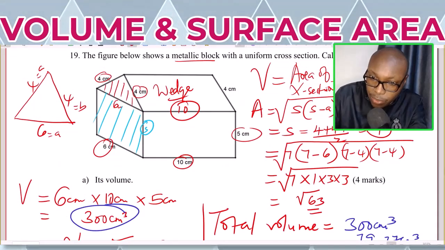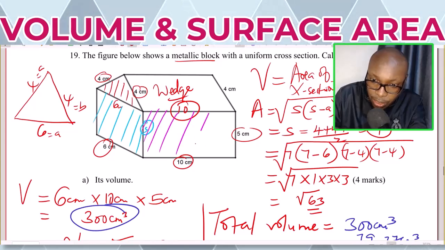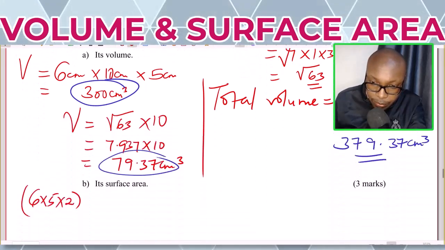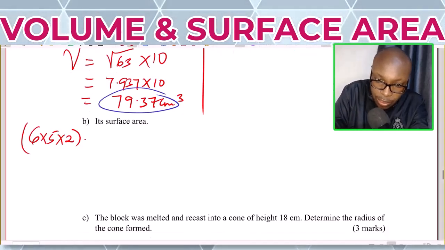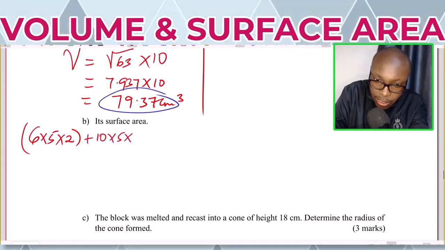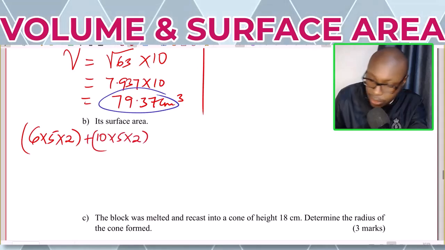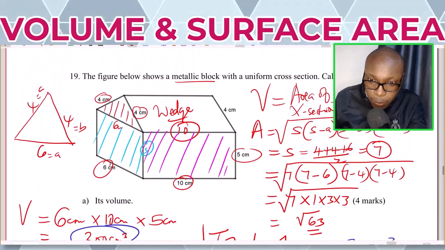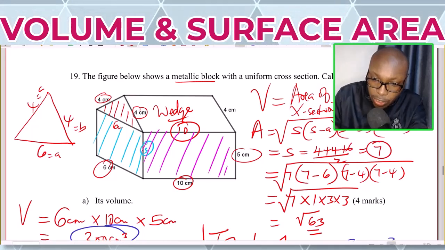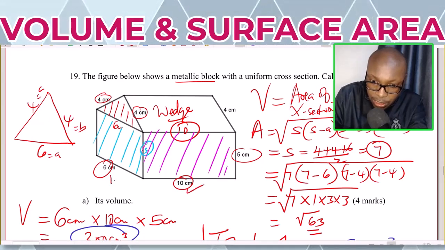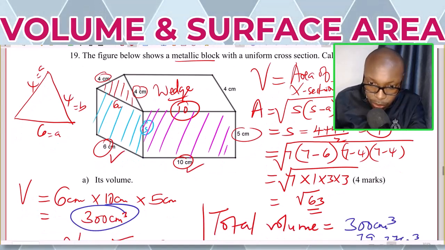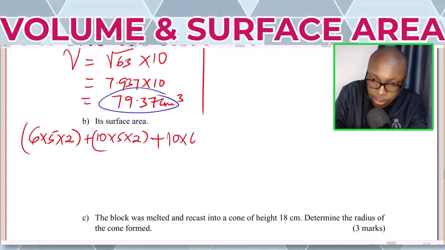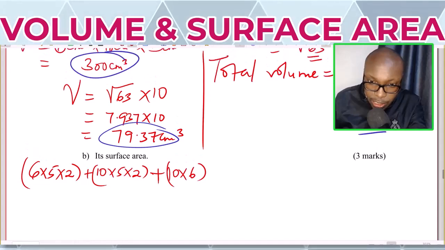And then we have this face that is here. This one measures 10 by 5, and then times 2 because of the other side. So we're done with that. And then we have the bottom one, which is 10 by 6.